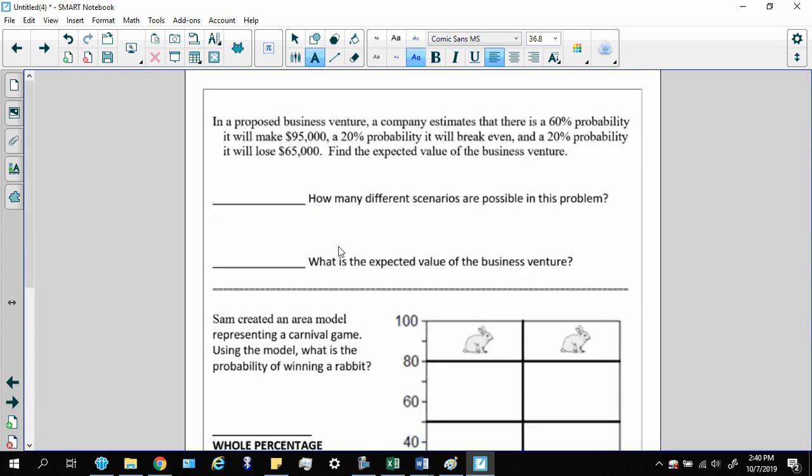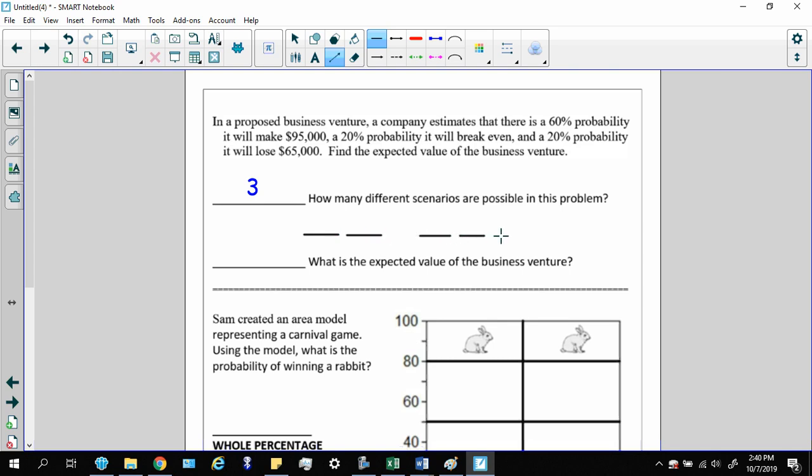In a proposed business venture, the company estimates that there's a 60% probability it'll make $95,000, a 20% probability to break even, and 20% to lose money. So you're dealing with three scenarios. You're either going to make money, lose money, or break even. So I'm going to go ahead and make some columns. Let's start typing some stuff in here. This represents if I make money, break even, and this is lose money.